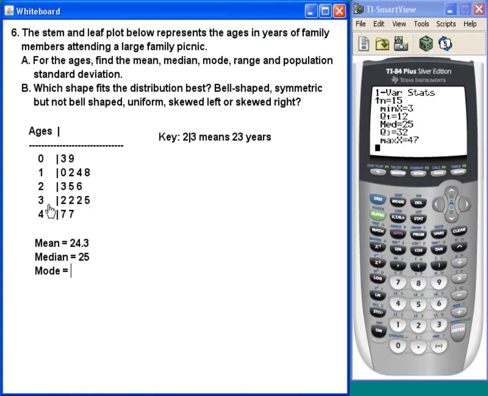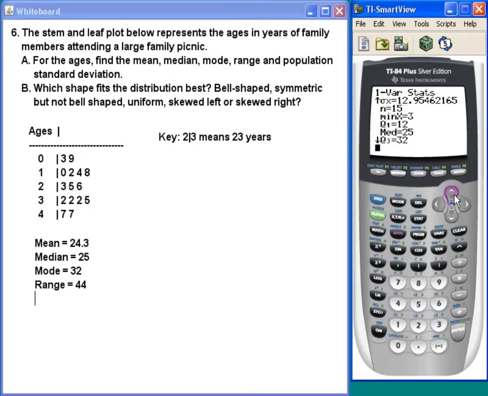But it's the one that occurs the most. And the 32 occurs 3 different times. So that's going to be our mode. The range is also not given explicitly, but we do have the maximum and the minimum. So if we just take 47 minus 3, we get a range of 44. And then the population standard deviation is 12.95.